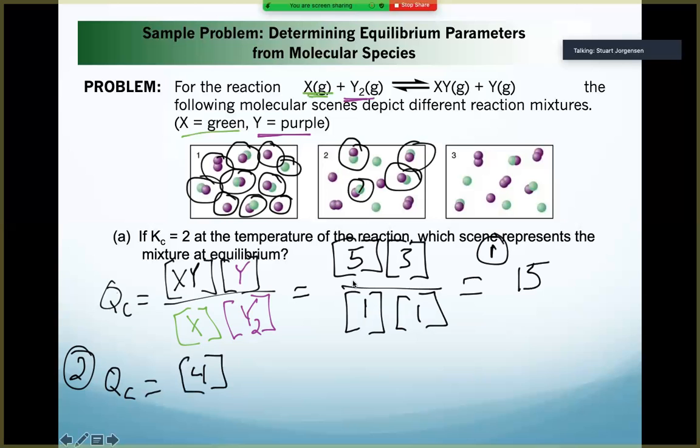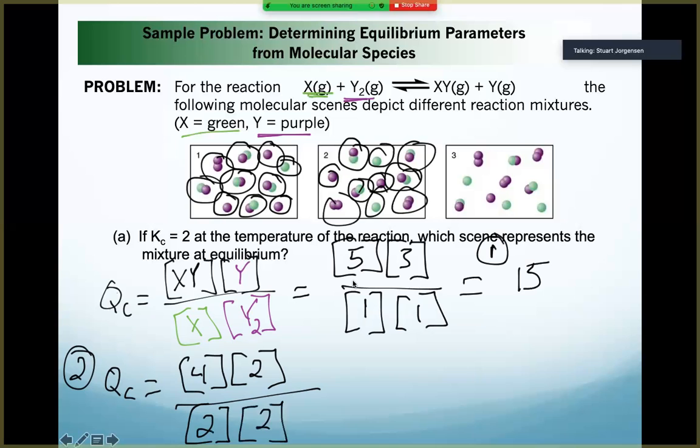For monatomic Ys, we've got 1, looks like 1 of those. Nope, there's another one. 2 floating around in there. For our lone X, we got 1, 2 there. And we need our diatomic Y, which is 2 and 2. So 2 there. We've got 8 over 4. 8 divided by 4 gives us 2.